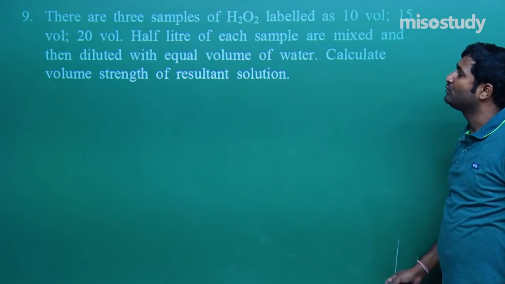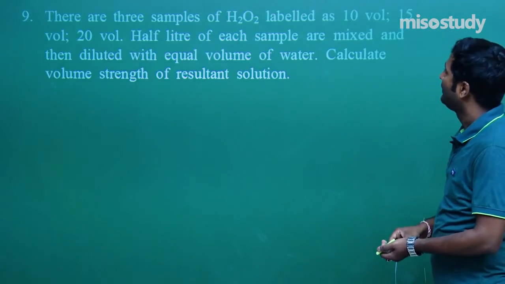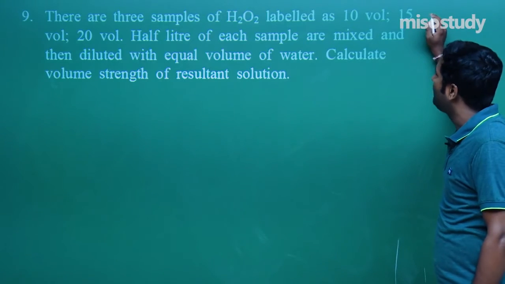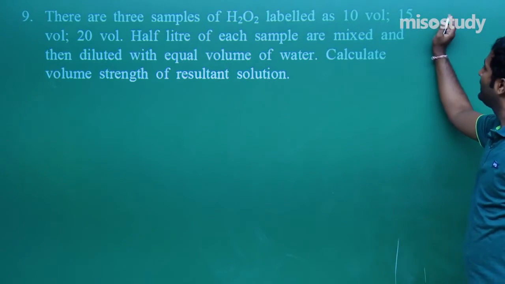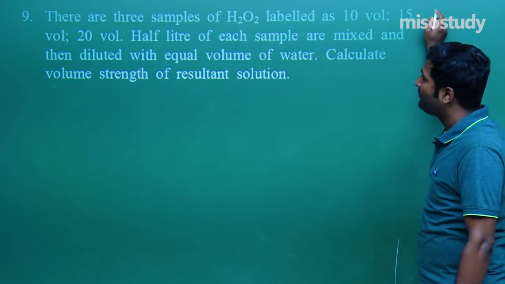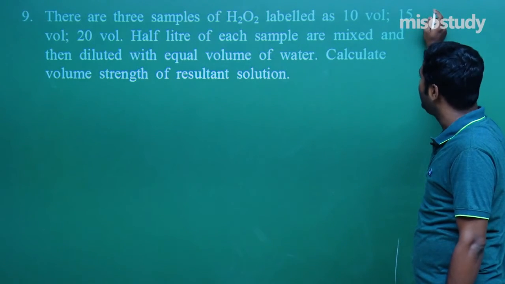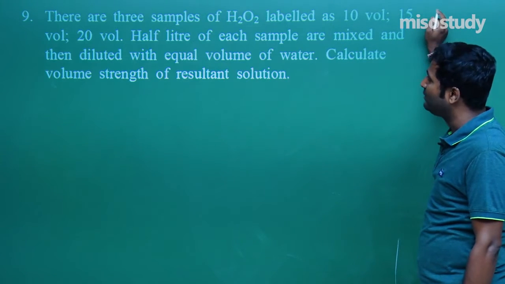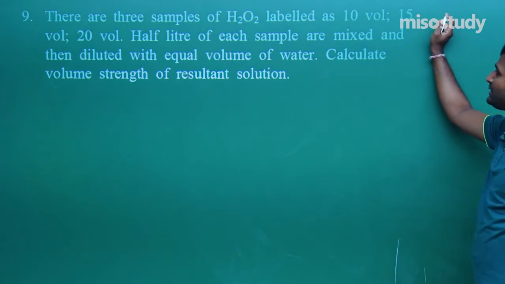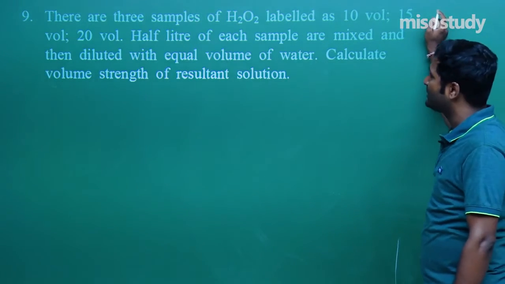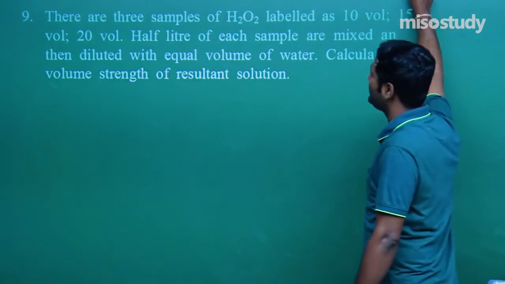Now let's move to question number 9. Look at, there are 3 samples of H2O2, labeled as 10 volume, 15 volume and 20 volume. Half of each sample are mixed and then diluted with equal volume of water. Calculate the volume strength of the resultant solution. This is an integer type question.